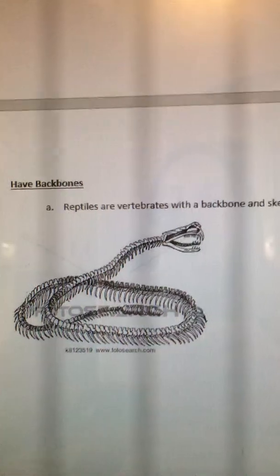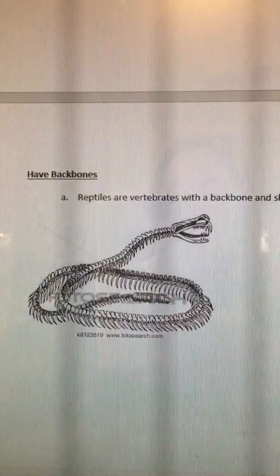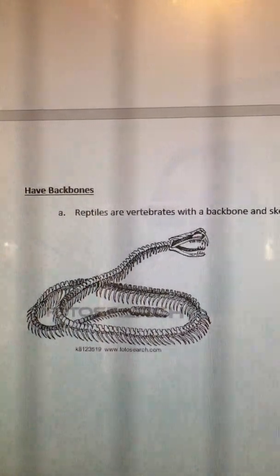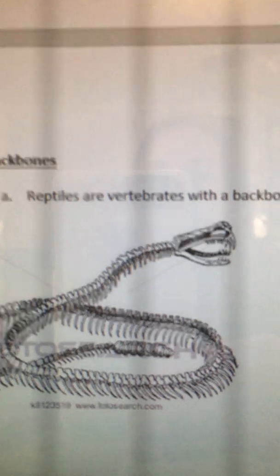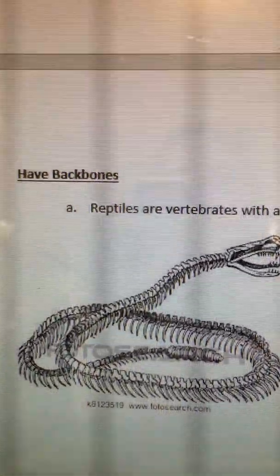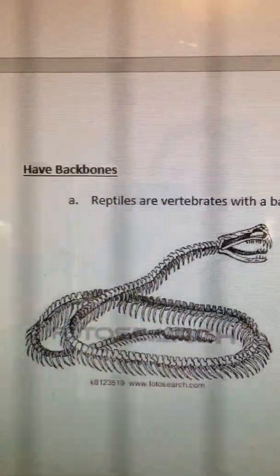Okay. Oh, of course, they have backbones and a skeleton for keeping their insides safe and so that they can move. And yeah, look at that snake back vertebrae and rib bones. Okay, is that the last one? Yeah, that's the last one.